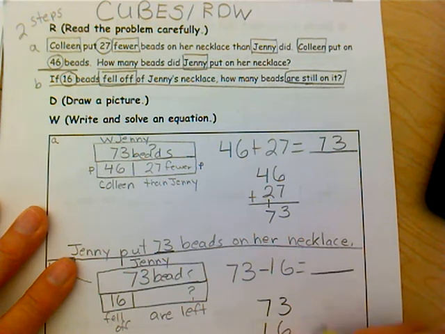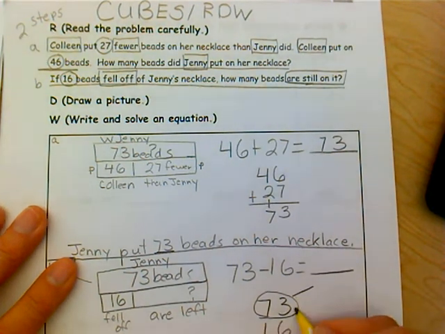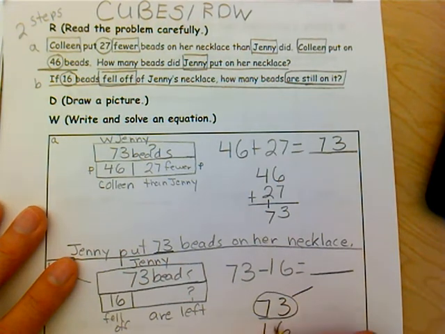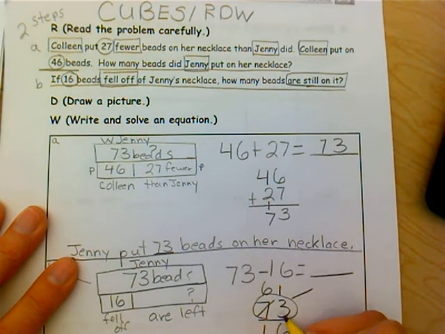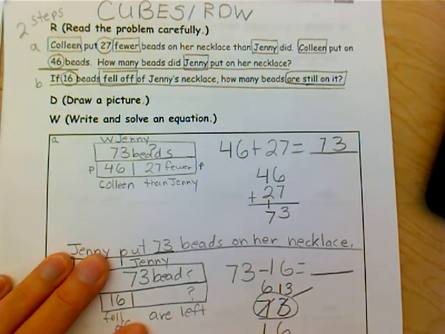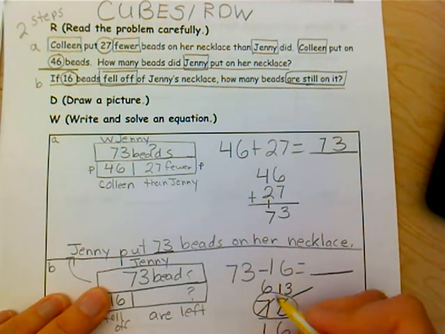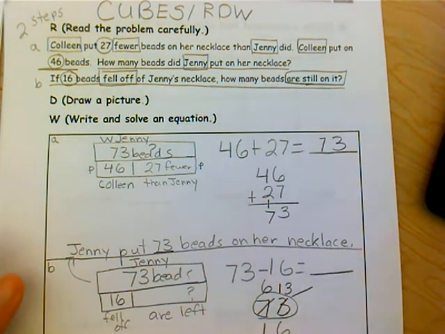I cannot take 6 ones. Oh, I need to take a close look at that. 6 ones from 3 ones, well, just not going to happen. I'm going to have to decompose a 10, which is leaving me with 6 10s. That decomposed 10 is now 10 ones. 10 ones plus 3 ones equals 13 ones. 13 ones take away 6 ones is 7 ones, and 6 10s take away 1 10 is 5 10s. Woohoo! That was pretty nice.